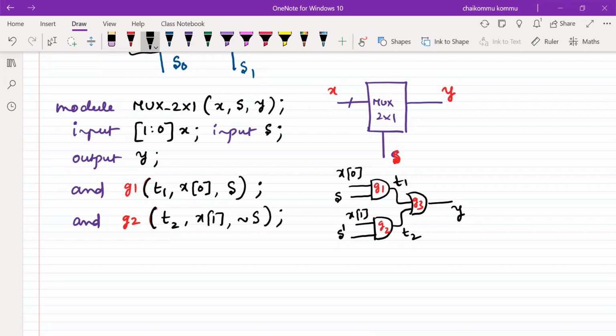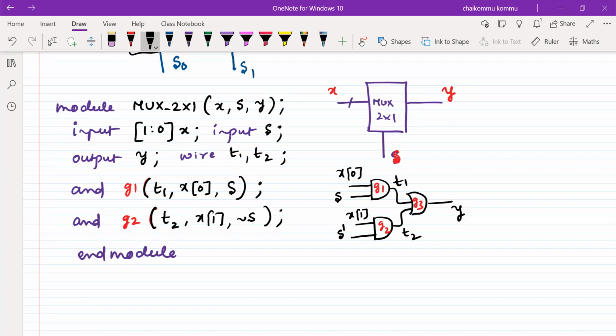Please remember what I'm writing here. Instead of taking the NOT gate separately, there is a provision by using the negation operator, negation of S. Clear? So for that one, I don't want to use any other thing. Finally, I write endmodule. Wires are required: T1, T2. That's it. So this is how I have done my 2x1 multiplexer definition.